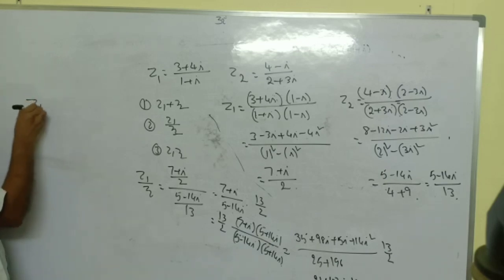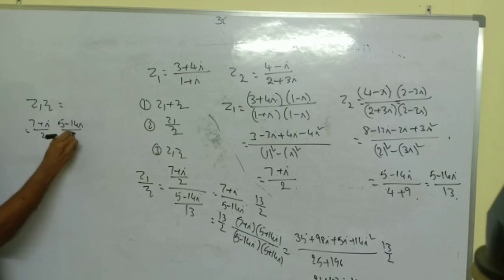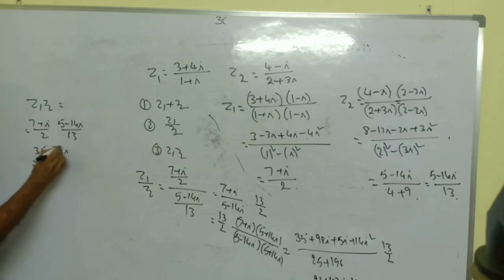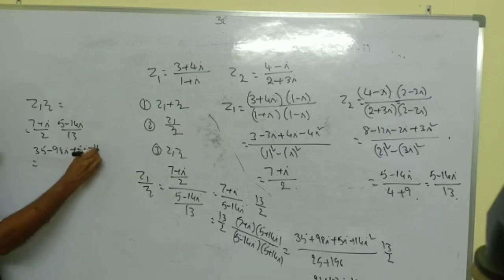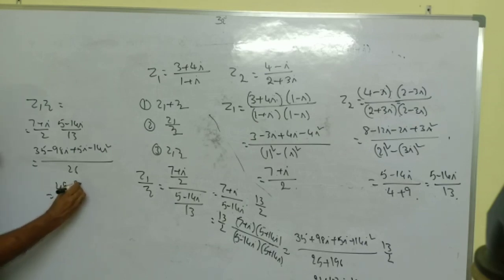Then how to calculate Z1 into Z2? Z1 is 7 plus i by 2. This is 5 minus 14i by 13. Just multiply (a plus ib) with (c plus id). 35 minus 98i plus 5i minus 14i square by 26. I square is minus 1. So you will get 49 minus 93i by 26.